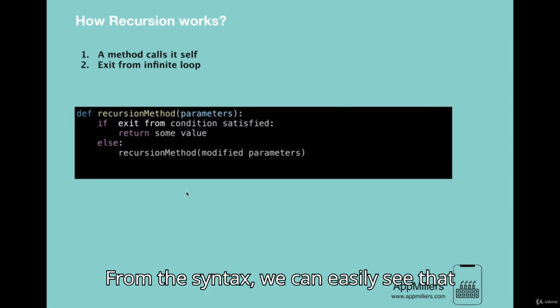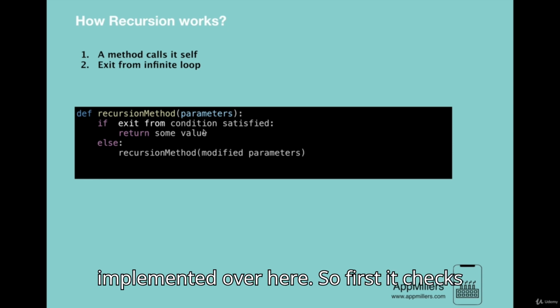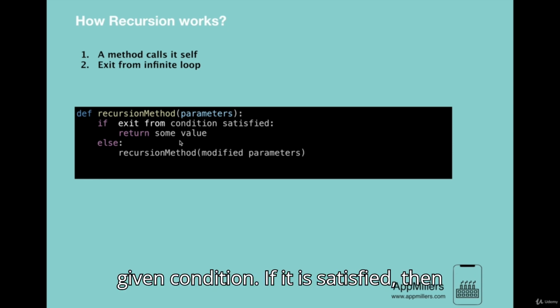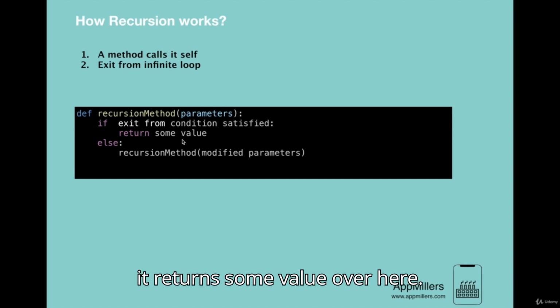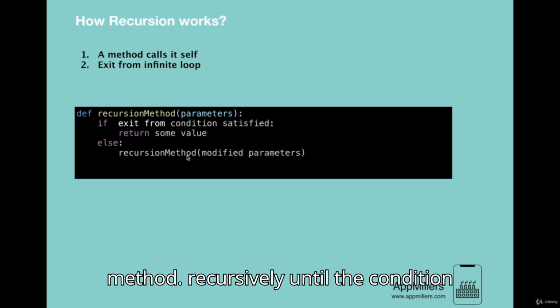From the syntax, we can easily see that the mentioned two conditions are implemented over here. So first it checks the given condition. If it is satisfied, then it returns some value over here. Otherwise, it continues to call the recursive method recursively until the condition is met.